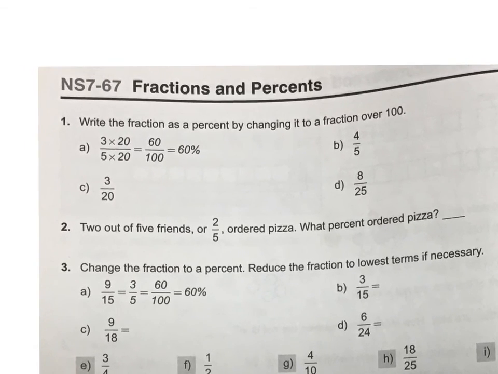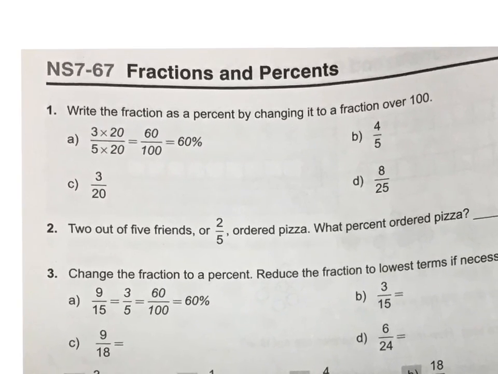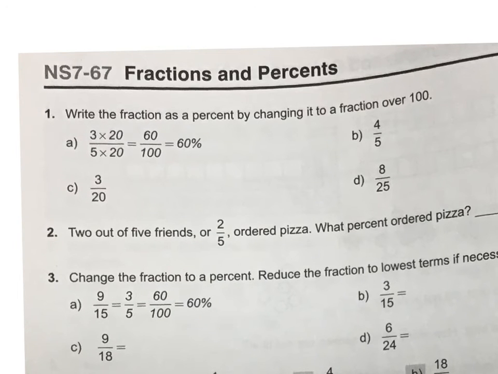So writing the fraction as a percent means that we need to change it to a fraction over 100. So it's not just any decimal fraction, but it has to be out of 100. This is why when we started with 3/5, we had to multiply it by 20 to become a fraction out of 100, which gives us 60%.